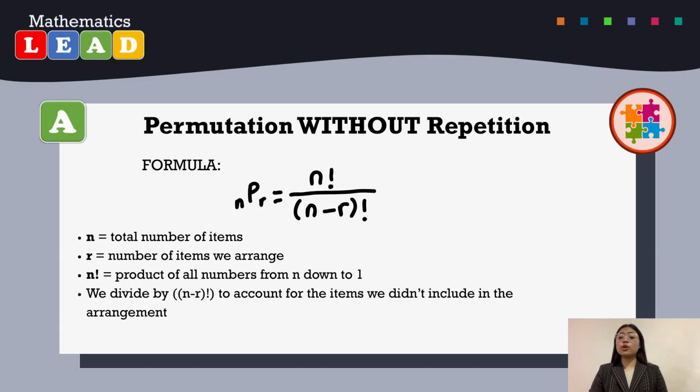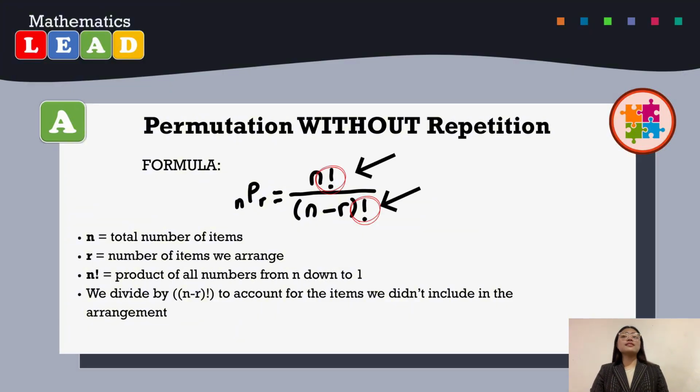N is equal to the total number of items, R means the number of items we arrange, and N factorial means the product of all numbers from N down to 1. So we divide by (N minus R) factorial to account for the items we didn't include in the arrangement. This formula is read as N permute R. It is used to find the number of ways to select and arrange R objects out of N total objects.